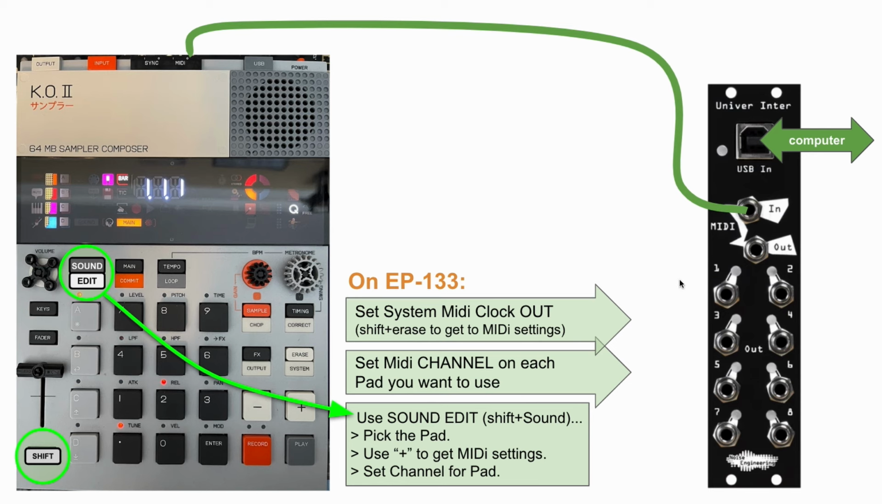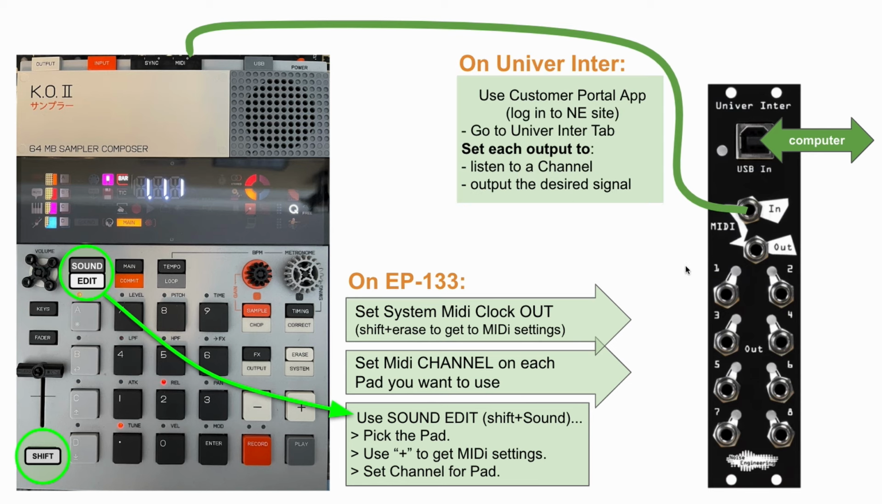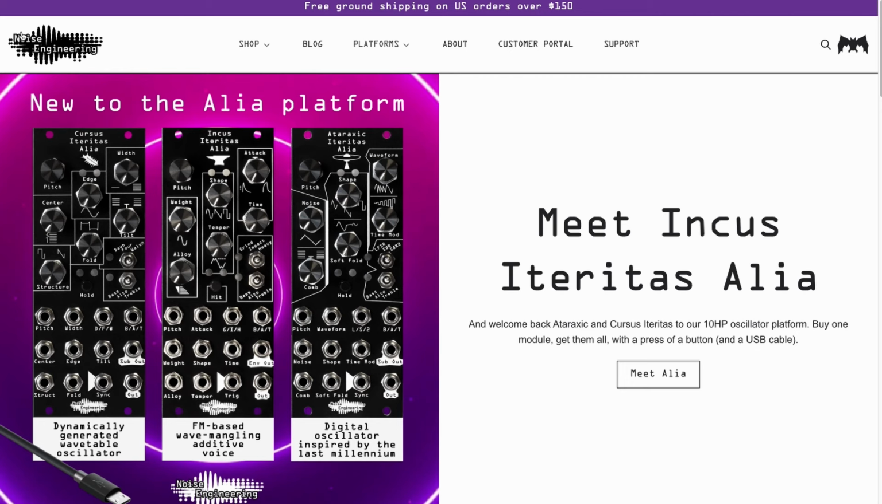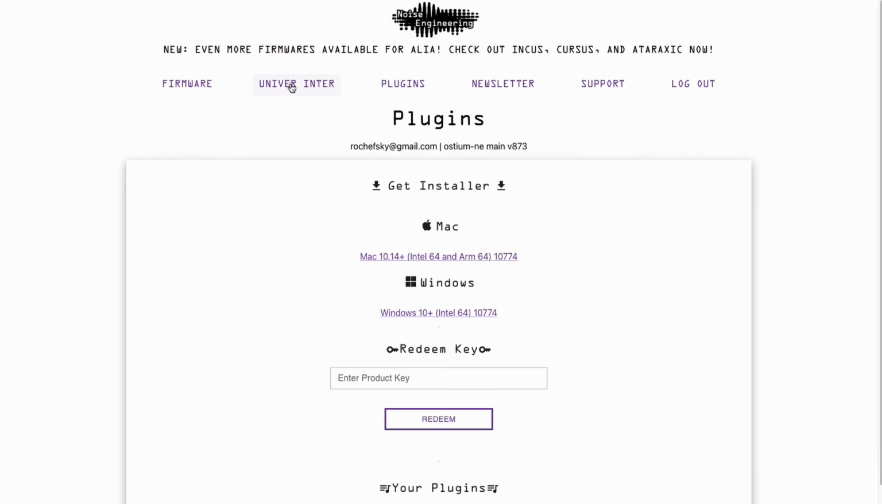So now let's focus on the receiving side, on the Univer Inter. To set up the Univer Inter, you go to the customer portal app. That means you log in to the Noise Engineering site, that's noiseengineering.us. Once you're logged in, you go to the customer portal, and you go to the Univer Inter tab.